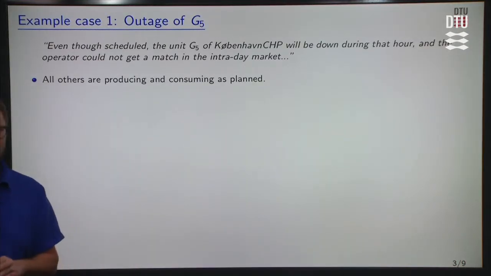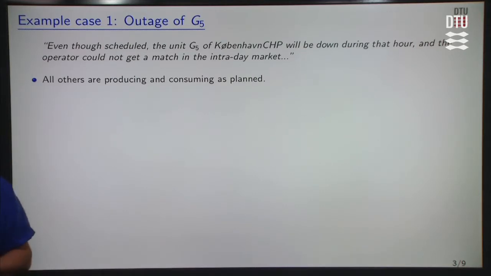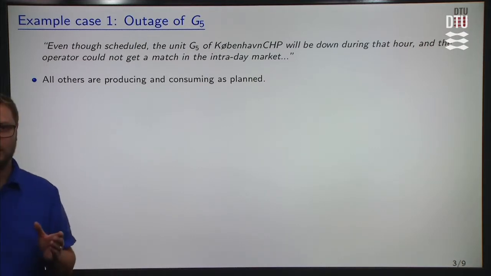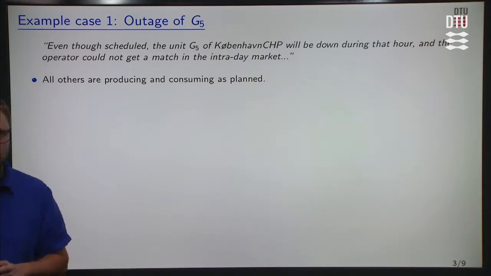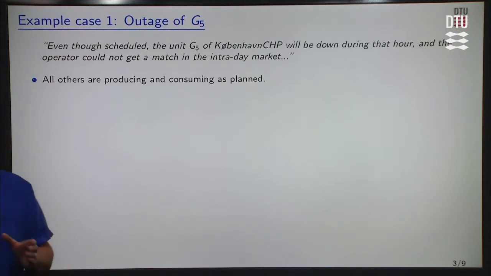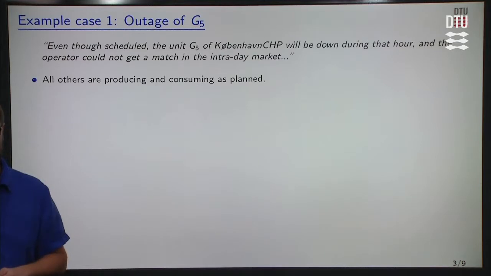Let's look at an example based on our day-ahead market clearing. Remember, we have a number of units scheduled on the supply side and a number of units scheduled on the demand side. Here, even though scheduled, the unit J5 of Köppen CHP will be down during the hour of delivery. And therefore, the operator will not be able to deliver it, since there was no way also to get a match in the intraday market to cover for the potential imbalance. All the others are producing and consuming as planned.